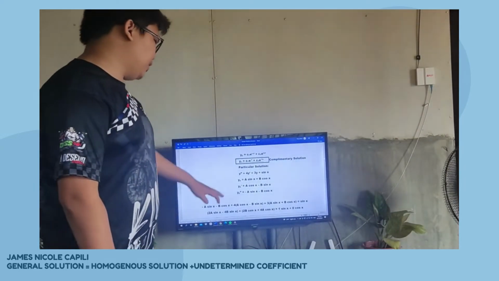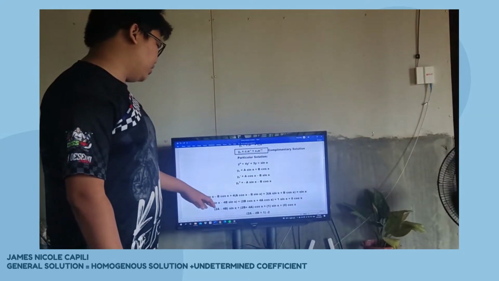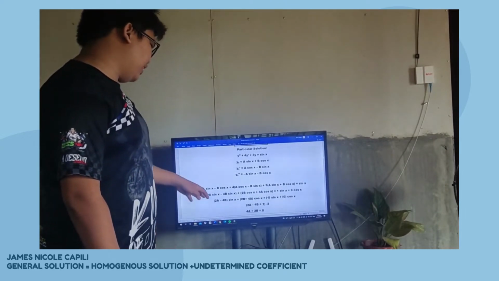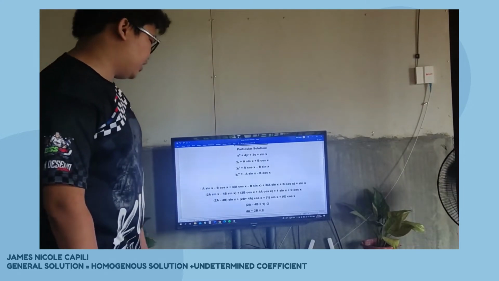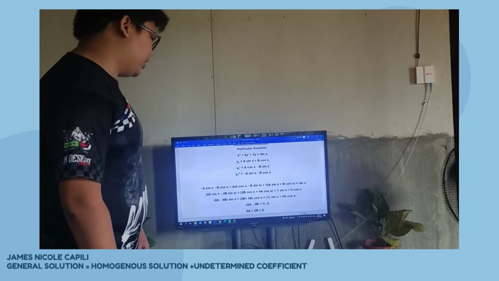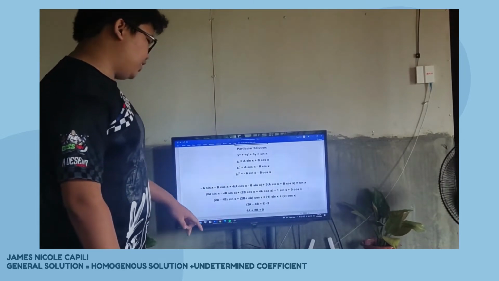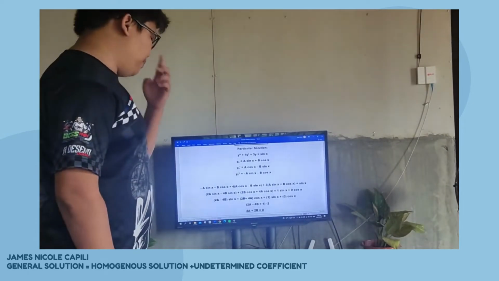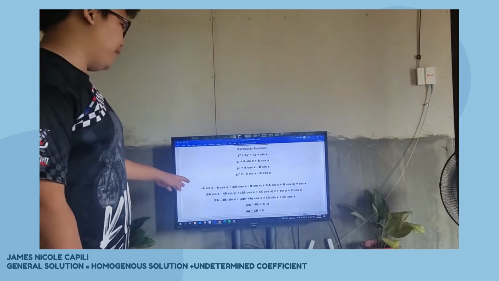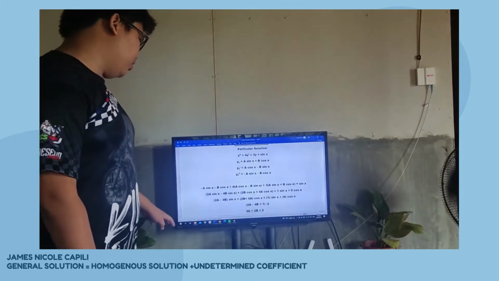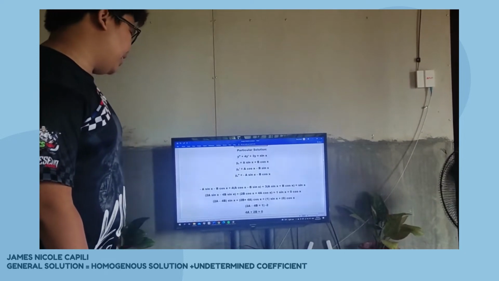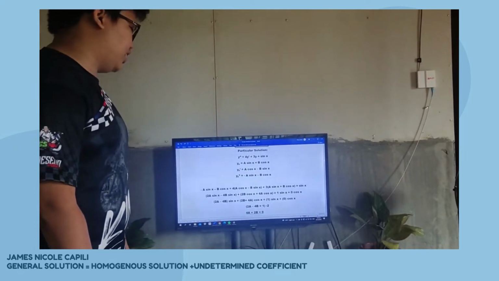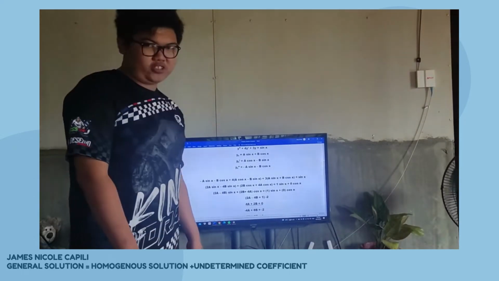Then, we must substitute the particular solution in the equation. So, we will get negative a sine x minus b cos x plus 4 quantity a cos x minus b sine x plus 3 quantity a sine x plus b cos x equals sine x. Then, we must equate or simplify the equation. So, we will come up with 2a sine x minus 4b sine x plus 2b cos x plus 4a cos x is equal to 1 sine x plus 0 cos x.